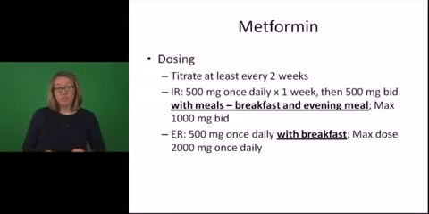If you're using extended release metformin, it's once a day with breakfast. Again, you're just taking it with the first bite of your meal, and the maximum dose of the extended release formulation is 2,000 milligrams once a day.